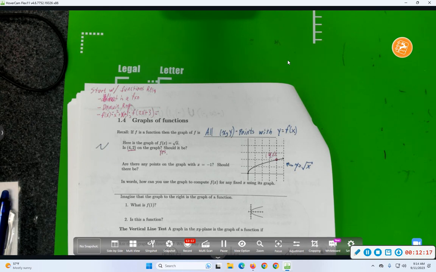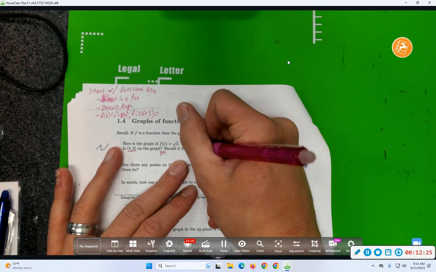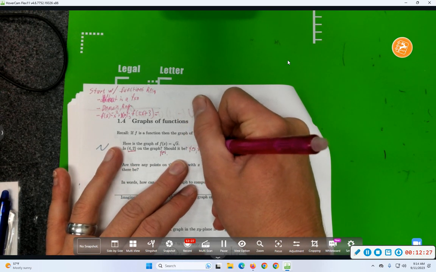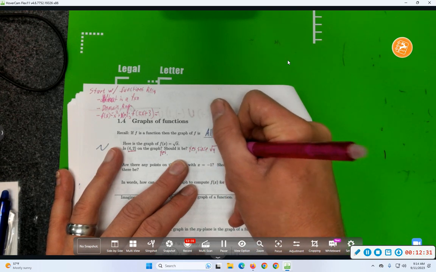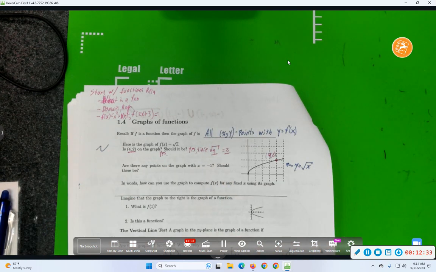Yeah, the square root of 4 is 2. When you plug in x equals 4, the resulting output is 2. Should it be? Yes, since the square root of 4 is 2. So this x value corresponds to that y value.